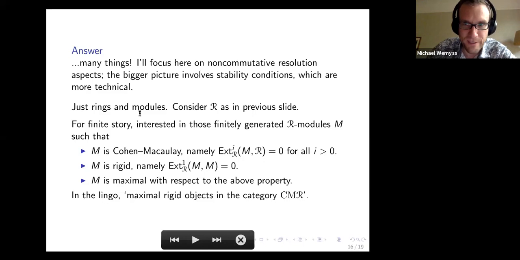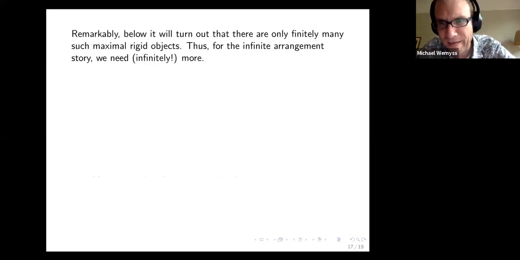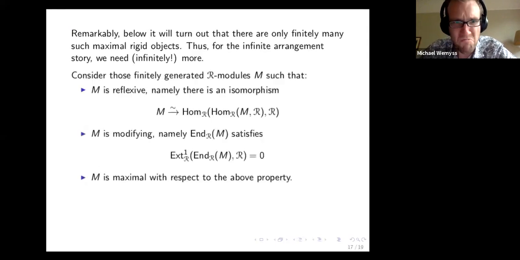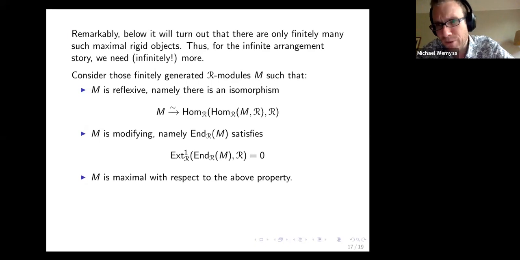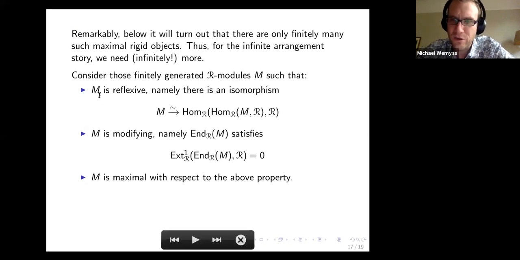And if they exist, it's not clear that they have any reasonable properties. So if we're interested in the infinite story, we need infinitely many things, and so we need to make the thing a little bit larger. Let me just rattle through this. We're interested in what are called maximal modifying modules, which again are just modules over a ring satisfying three properties. The first one is reflexive modules: I take my module M and dualize it with respect to R, and dualize it with respect to R again, and I get back the first thing I thought of, namely M. It's modifying, which again has some technical Ext vanishing condition, which can be ignored for now. And again, it's maximal with respect to that property.